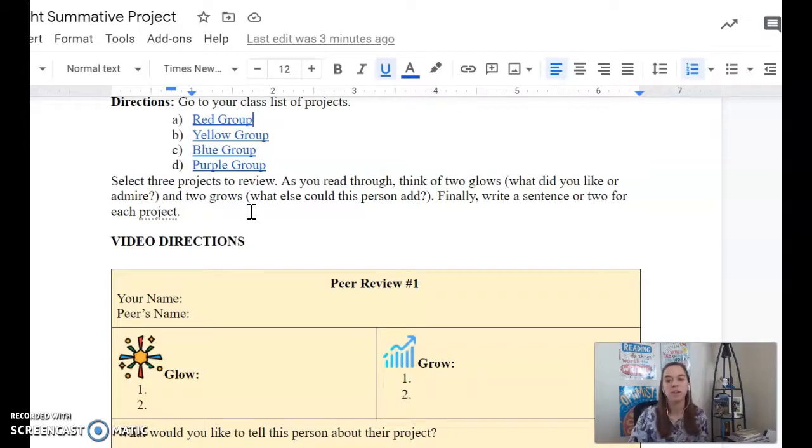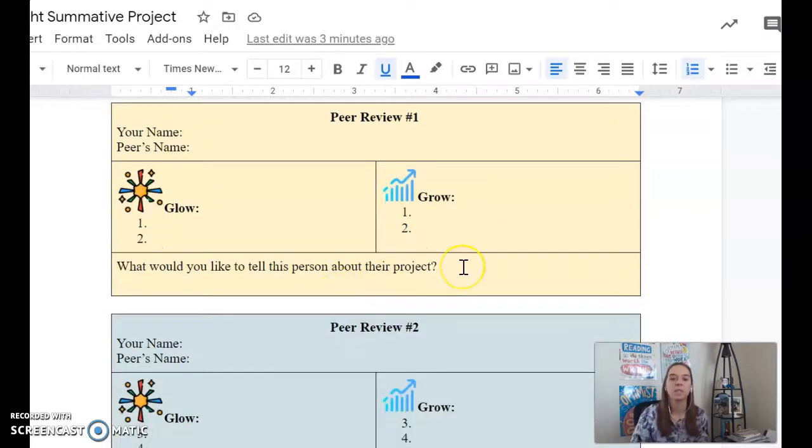As you read through, you're going to think of 2 glows. What do you admire? What did they do well? And 2 grows. What else could this person add? And then finally, you're going to write a sentence or 2 at the end of each project. The prompt is, what would you like to tell this person? Okay? So really easy here.